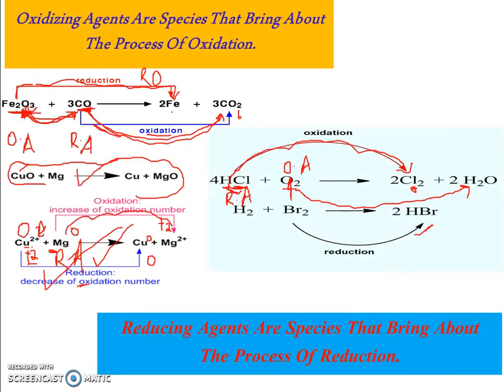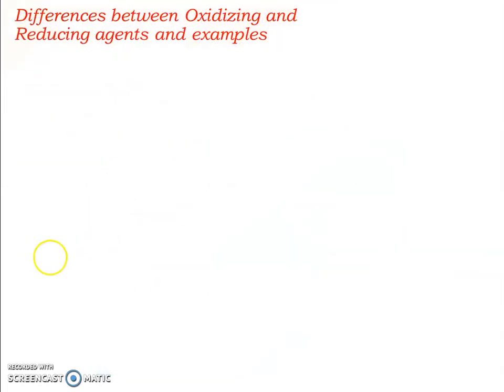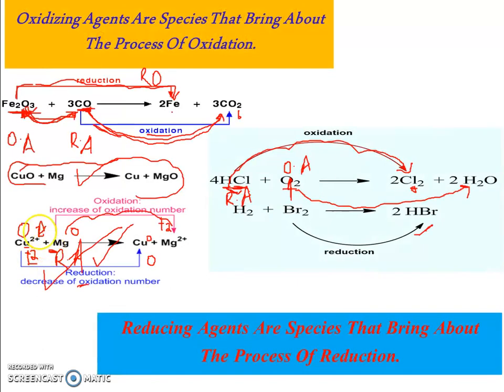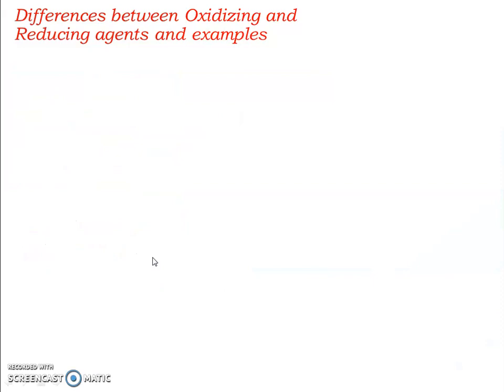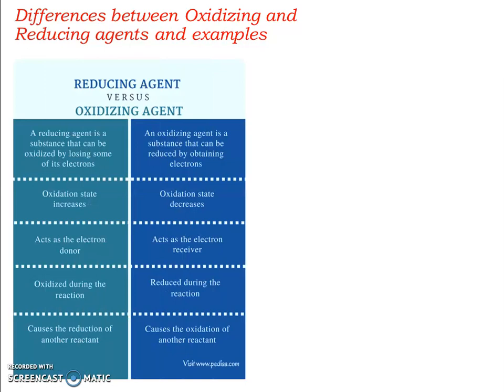For instance, let's take this example for the ionic equation. I just told you that copper here is the reducing agent. Beg your pardon, is the oxidizing agent. And the oxidation number decreases from +2 to 0. So the substance whose oxidation number is decreased is the oxidizing agent. Now, a reducing agent is a substance that acts as an electron donor, while an oxidizing agent is a substance that acts as an electron acceptor.